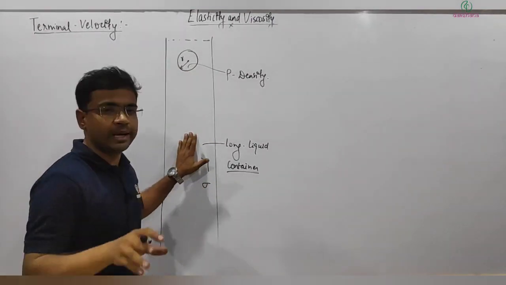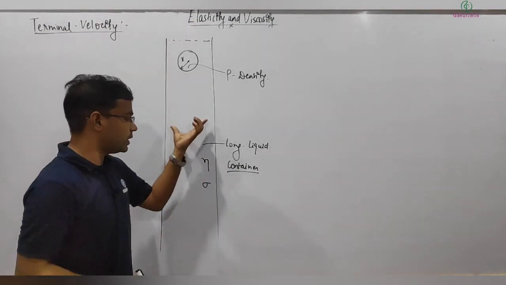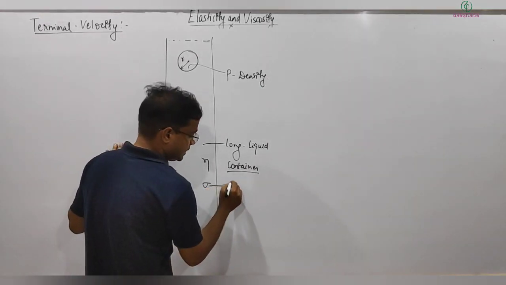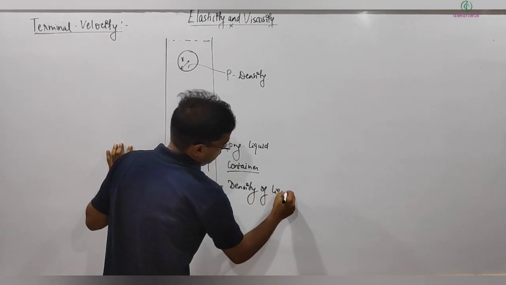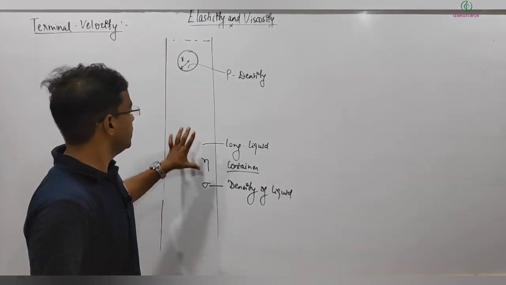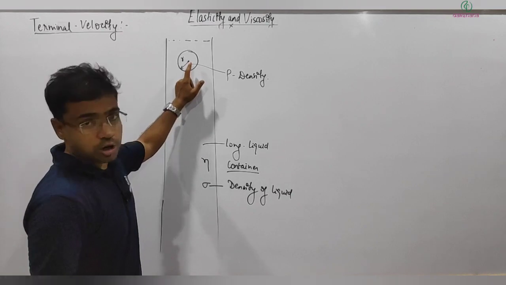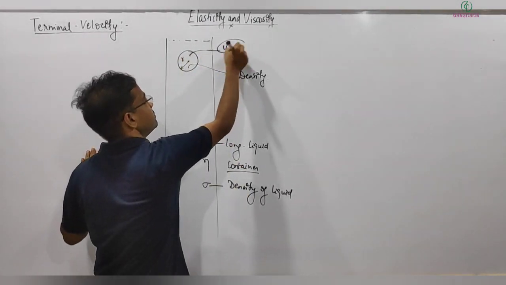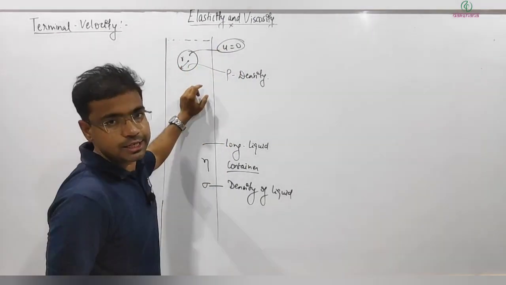Consider one imaginary concept, a hypothetical situation. Let's say I have one container filled with liquid of density sigma. Eta is the coefficient of viscosity of the liquid filled in it. This is a long tube filled with liquid. A ball is dropped from the top with initial velocity, so you can write its initial velocity will be 0. And rho is the density of this ball, r is the radius.